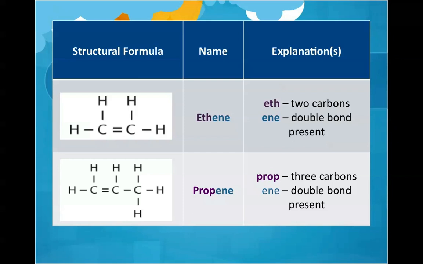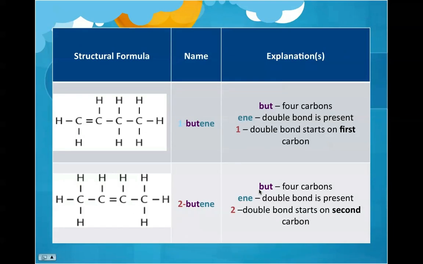Now, with 2 carbons and 3 carbons, we don't need to use a number. It's always going to be on the 1st carbon in the chain, depending on how it's set up. So here we have ethene, 2 carbons with a double bond, and propene, 3 carbons with a double bond. Now when we get up to 4 carbons, we need to use a number of either 1 or 2, depending on where the double bond is located.